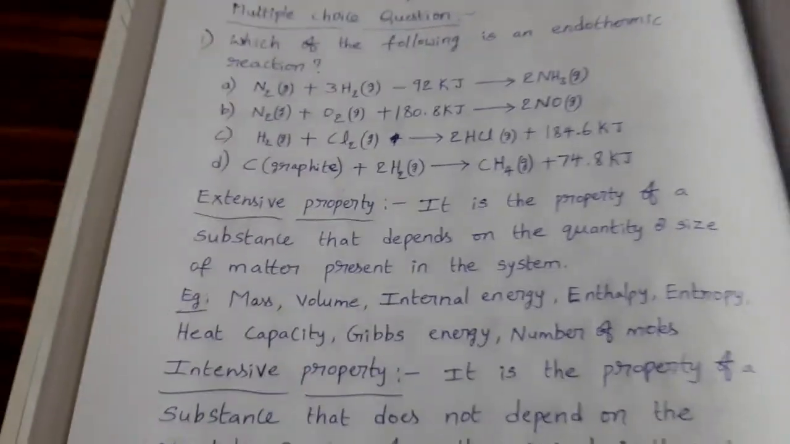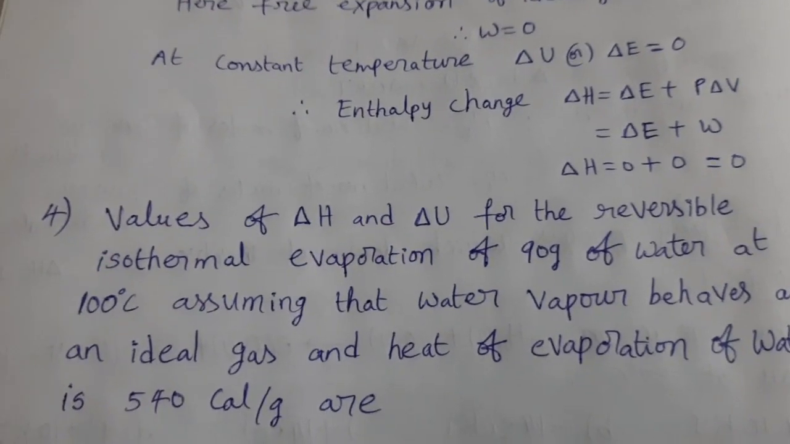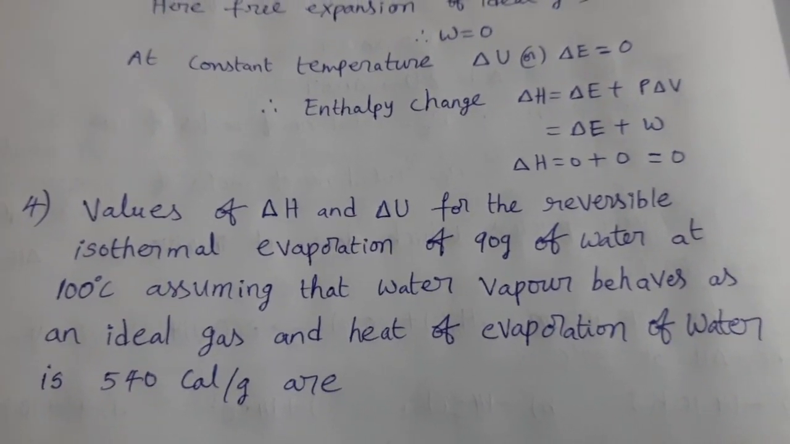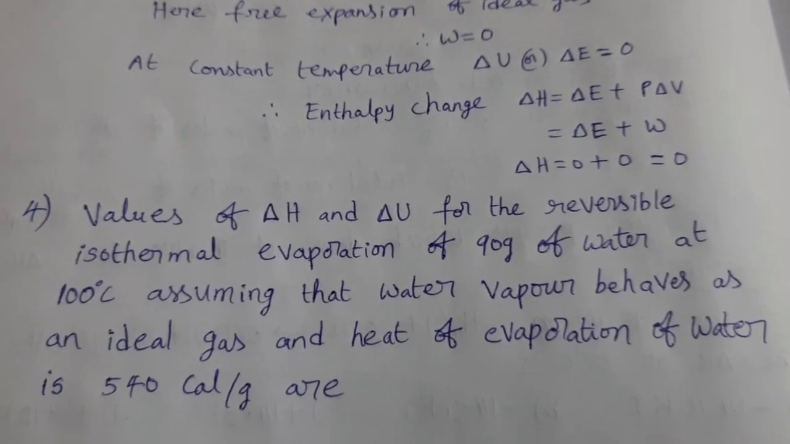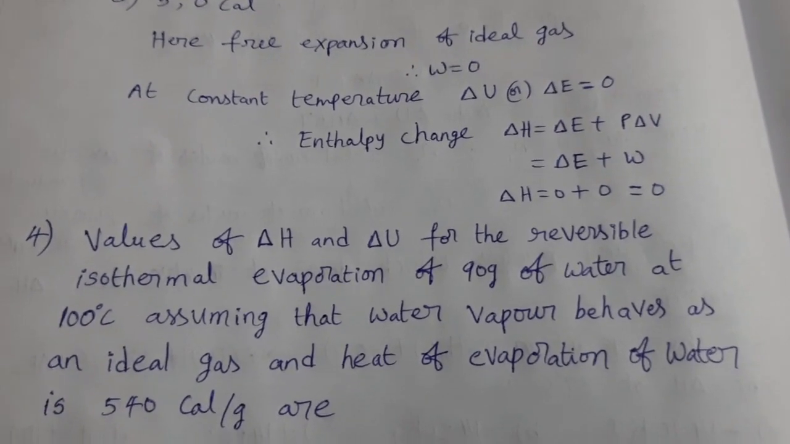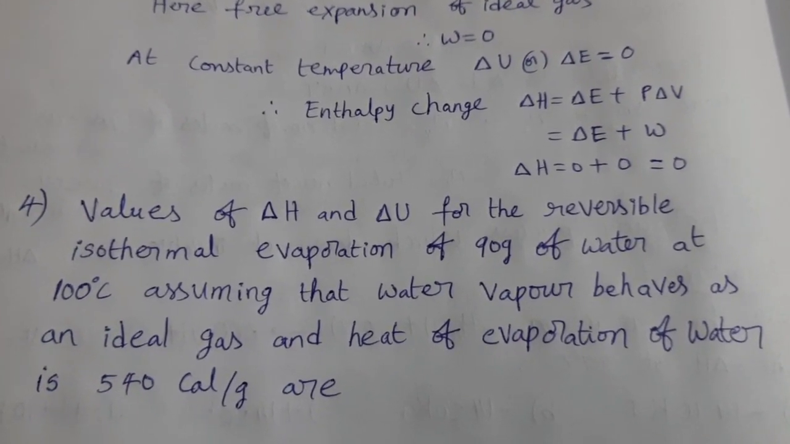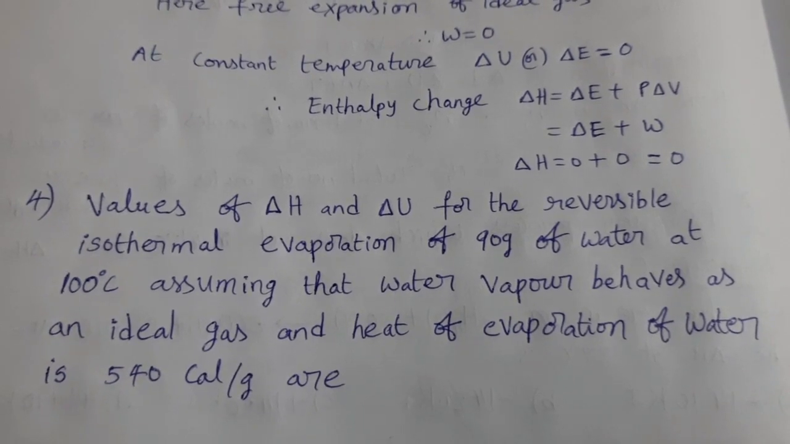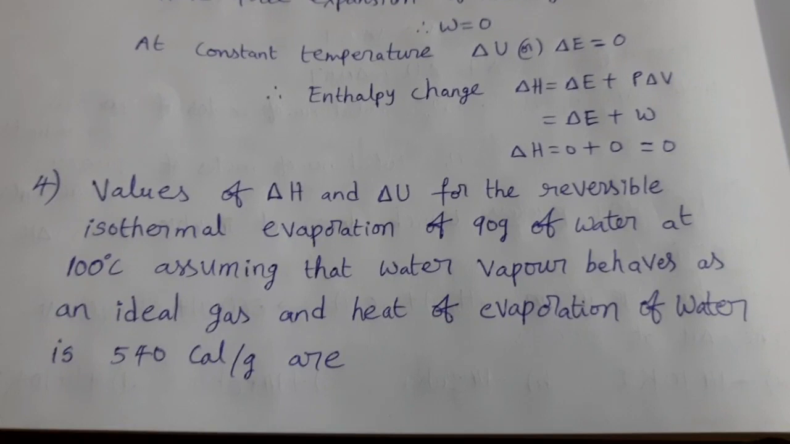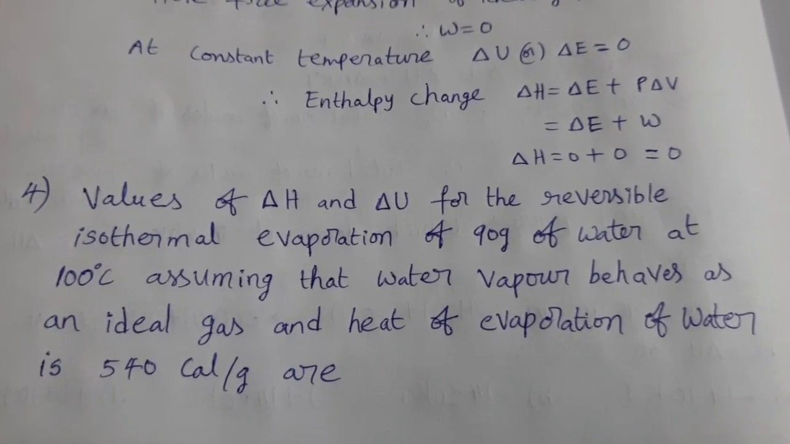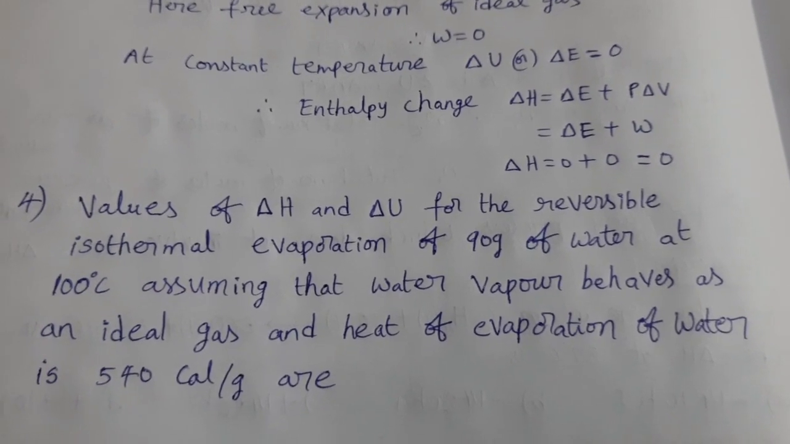Next, see the next question. Values of delta H and delta U for the reversible isothermal evaporation of 90 grams of water at 100 degrees Celsius, assuming that water vapor behaves as an ideal gas and heat of evaporation of water is 540 calorie per gram. Delta H, delta U we should calculate.